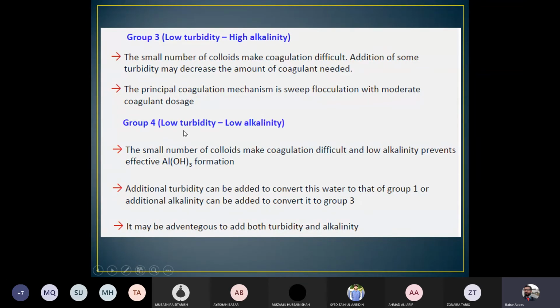While the last case, the fourth case, is low turbidity with low alkalinity. The small number of colloids make coagulation difficult and low alkalinity prevents effective aluminum hydroxide formation. Additional turbidity can be added to convert this water to that of group 1, or additional alkalinity can be added to convert it to group 3. It may be advantageous to add both turbidity and alkalinity.